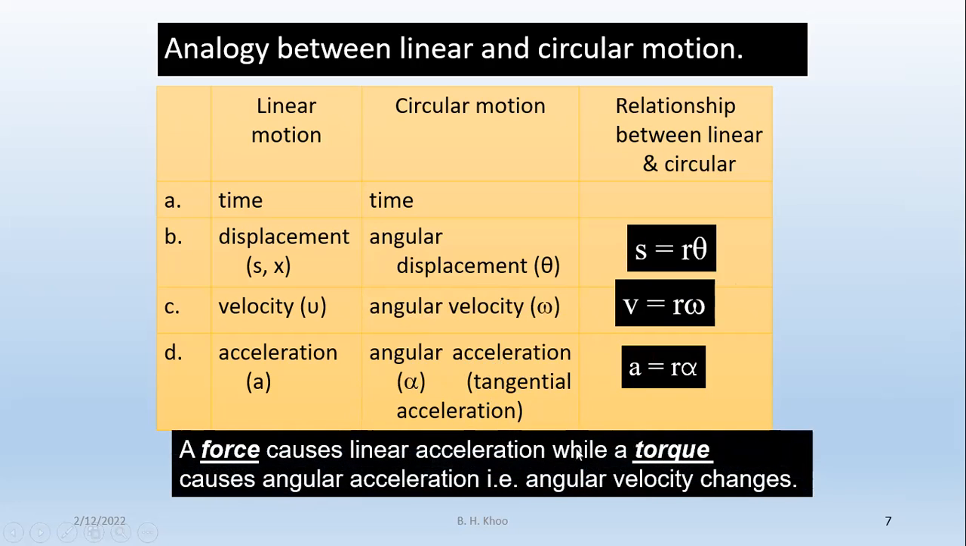Force causes linear acceleration. So instead of force, when we come to angular acceleration, we need a torque. That means if we want to increase the angular velocity, you need a torque, a force applied at a distance. We are not interested in this one. This one is zero as far as we are concerned. Tangential acceleration is zero, not required. Okay. This is another part of physics.